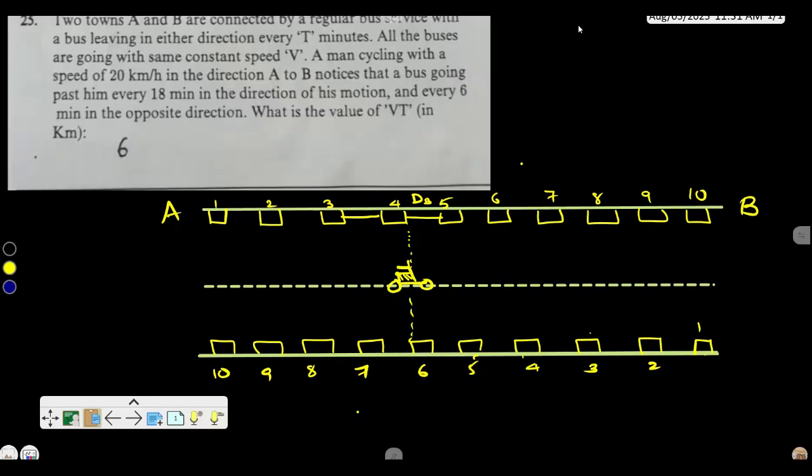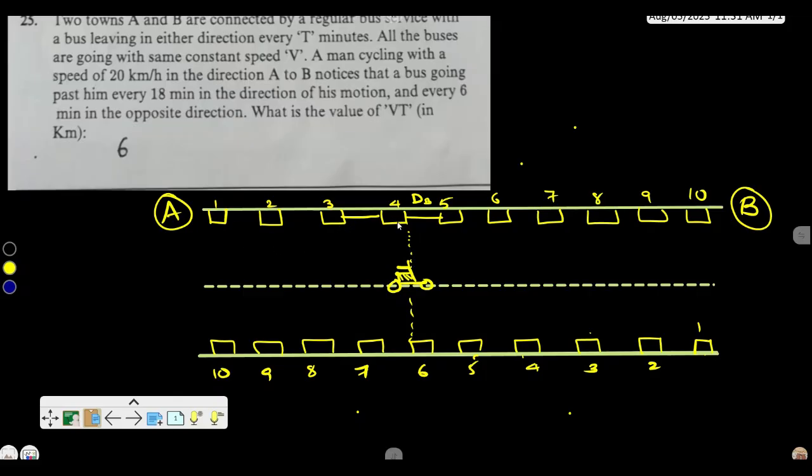Hello students, today let us do this question in which it says two towns A and B are connected by a regular bus service. So the bus leaving the town in either direction. There are two towns, A and B. So there is town A and there is town B like this. And the bus is moving from A to B. Many buses are present like this.